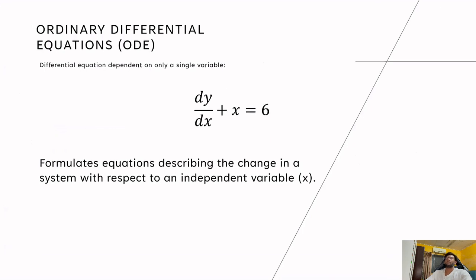Moving on. ODEs are equations dependent on only one single variable. So you can see here dy over dx plus x equals 6. We can rewrite that as the change of y with respect to x equals 6 minus x. Now, ODEs are used to formulate equations describing a change in a system with respect to an independent variable, such as x in this case.